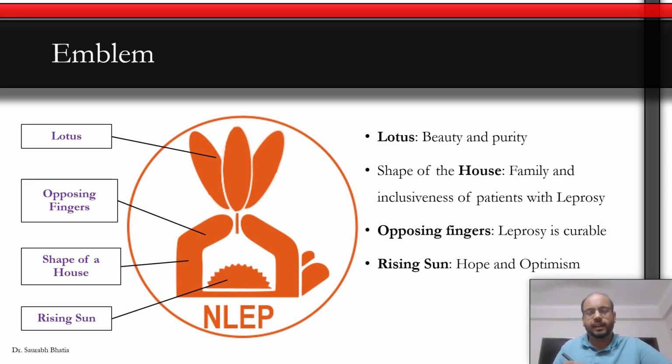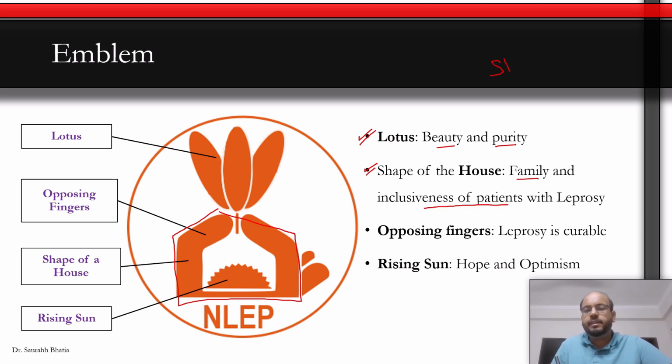Now, what is the emblem? At least I have been asked once in my Viva what the emblem of NLEP is and what we mean by the emblem. So, the emblem has a lotus which symbolizes beauty and purity. We have a shape of the house. You can see that this creates a shape of a house. The forefinger and the thumb are creating the shape of the house, and this symbolizes family and inclusiveness of patients with leprosy.